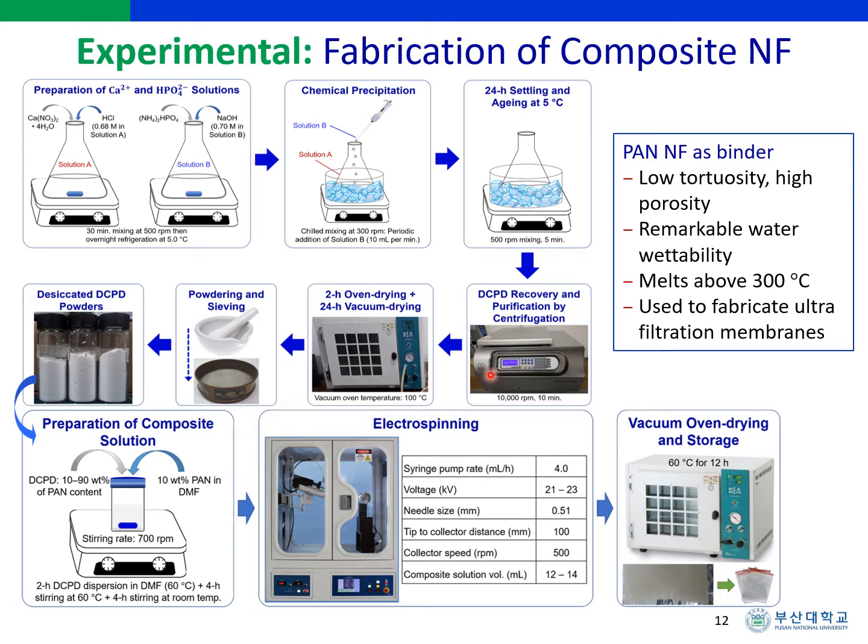The precipitates were then oven and vacuum dried for 2 hours at 60 degrees Celsius and 24 hours at 100 degrees Celsius, respectively. The dry DCPD product was pulverized with agate mortar and pestle, screened using a standard test sieve number 200 with a 75 micrometer aperture, and then stored in moisture-free glass vials.